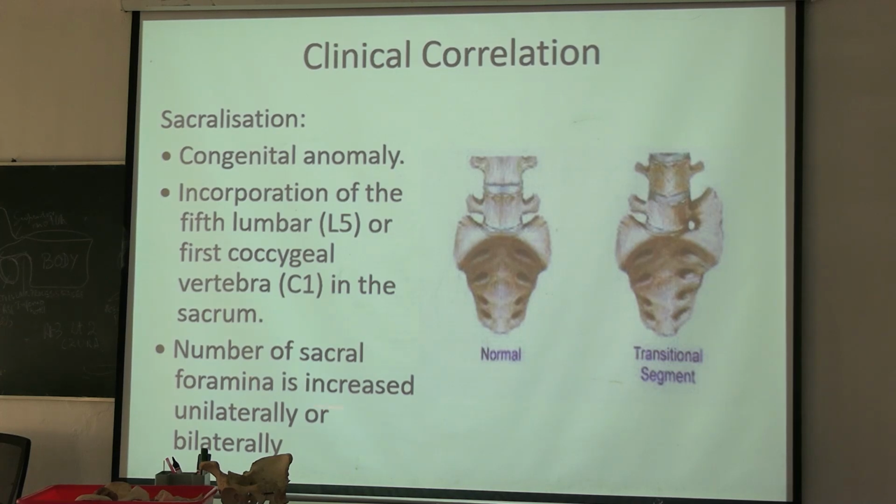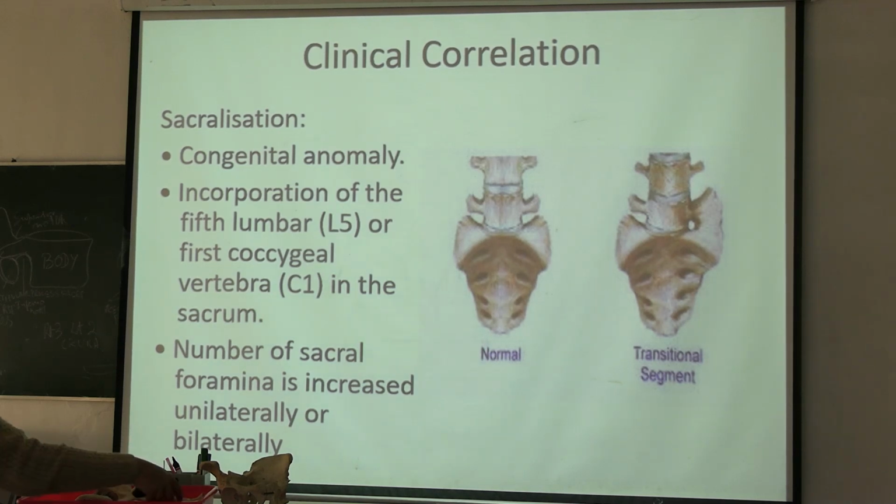And the number of sacral foramina is increased unilaterally or bilaterally. See here, this is a normal sacrum. Here the fifth lumbar vertebra is fused with the first sacral vertebra on one side, unilateral sacralization. On this side you can see 5 sacral foramina. If fusion occurs on both sides, you will get 5 pairs of sacral foramina.